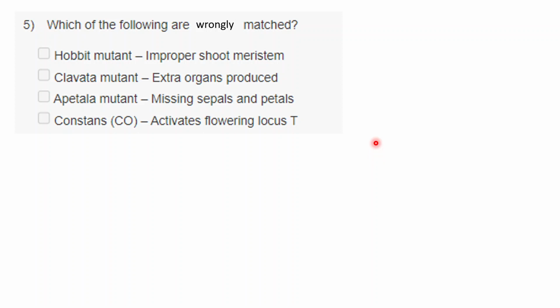Which of the following are wrongly matched? Again, a match the following question. Which of the following are wrongly matched? Option A, Hobbit mutant, improper shoot meristem. Option B, Clavata mutant, extra organs produced. Option C, Apetala mutant, missing sepals and petals. Option D, Constans activates flowering locus T. These are the four matches, and you have to identify which one is the wrongly matched pair.